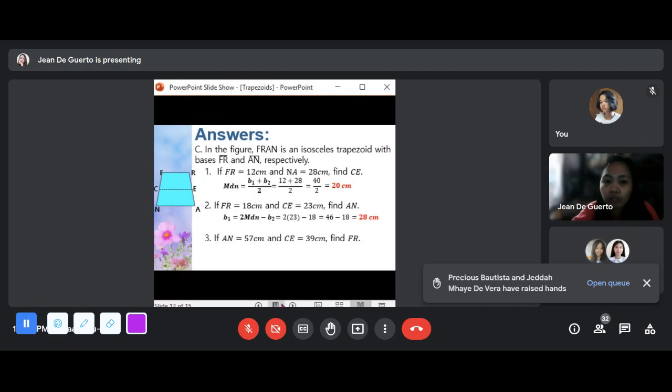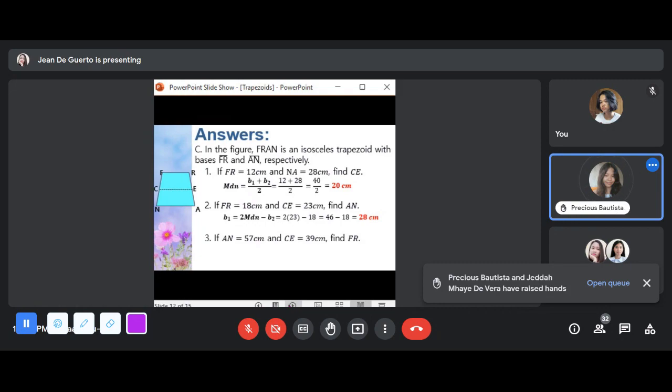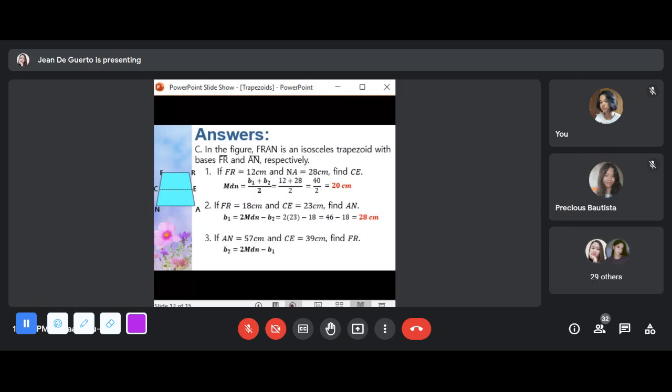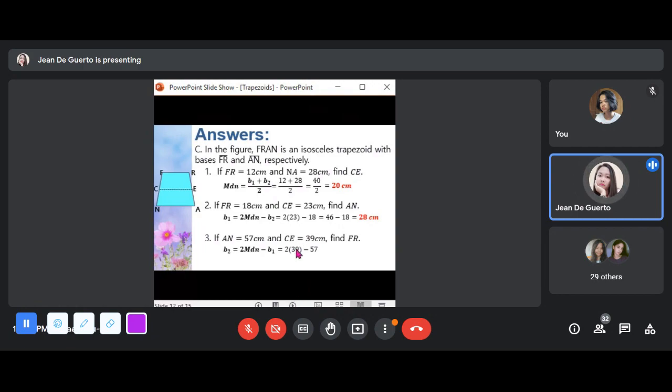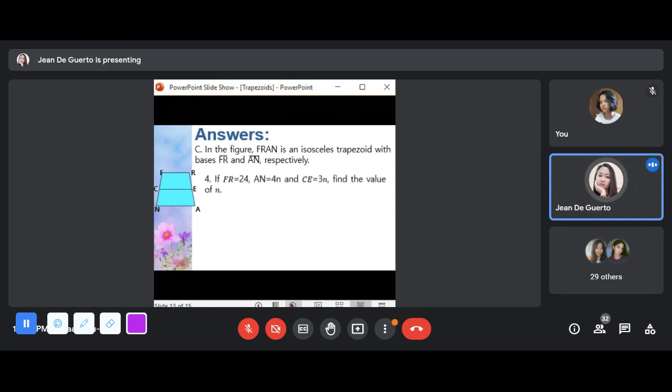Precious. 21 centimeters po. 21. So, twice the median. Our median is 39. Tama? 2 times 39 minus 57. So, therefore, we have 21 centimeters. Okay, number 4.